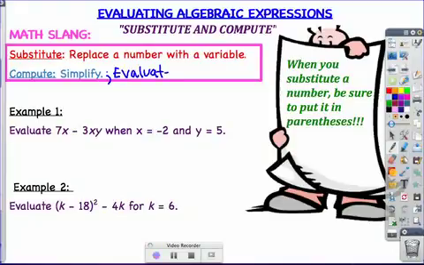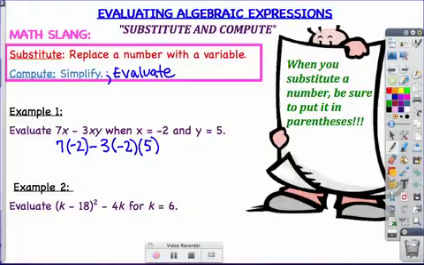Example 1. Evaluate 7x minus 3xy when x equals -2 and y equals 5. Since x equals -2, wherever I see x in the algebraic expression, I can put -2 instead. And since y equals 5, wherever I see y, I can put 5. 7x means 7 times x, so I'm going to put my -2 in parentheses, 7 times -2, minus 3 times -2 times 5. I now simplify this by following the order of operations.